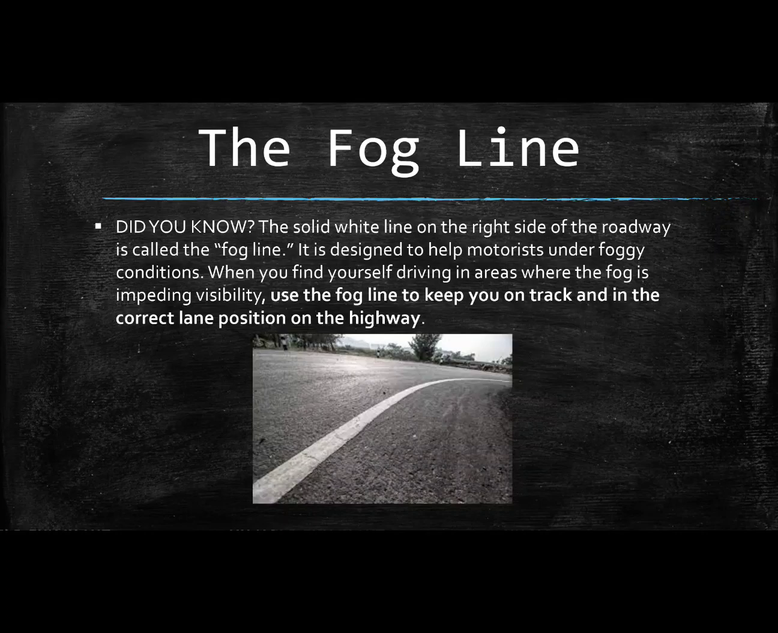The fog line. Did you know the solid white line on the right side of the roadway is called the fog line? It is designed to help motorists under foggy conditions. When you find yourself driving in areas where the fog is impeding visibility, use the fog line to help you keep on track and in the correct lane position on the highway.